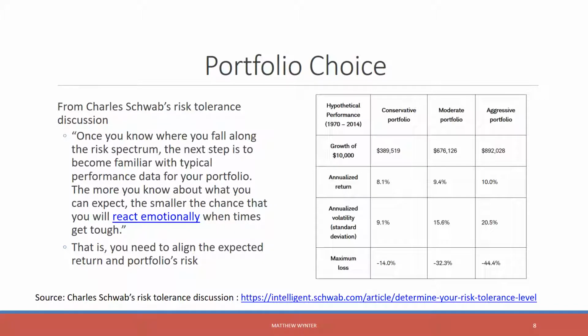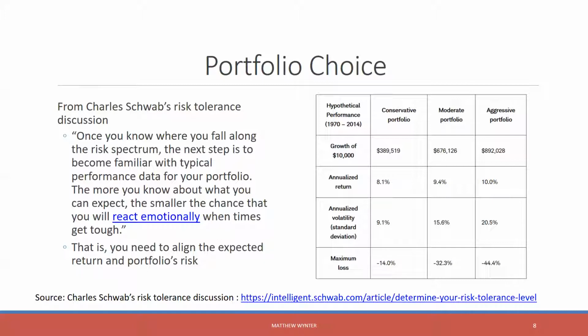So this is from Charles Schwab's risk tolerance discussion. Quote, "Once you know where you fall along the risk spectrum, the next step is to become familiar with typical performance data for your portfolio. The more you know about what you can expect, the smaller the chance that you will react emotionally when times get tough." That is, you need to align the expected return and the portfolio's risk.